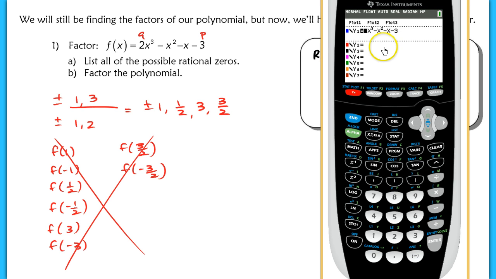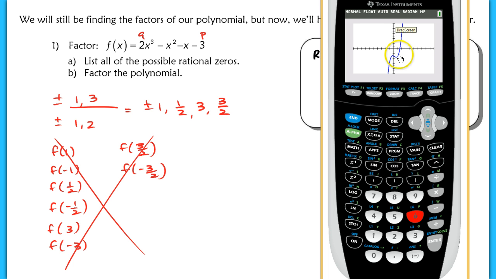All right, so as you can see, I've typed in our function 2x cubed minus x squared minus x minus 3 right into my y equals. Now I'm going to graph that so that I can see where this polynomial will cross the x-axis. So I'm going to hit just graph, but you might want to hit zoom 6 here. That'll take you into a standard window because you might have it adjusted to a previous problem, so your window might be a little bit funky. So I'm just going to go to zoom 6 now. Notice I have an x-axis negative 10 to 10, y-axis negative 10 to 10.